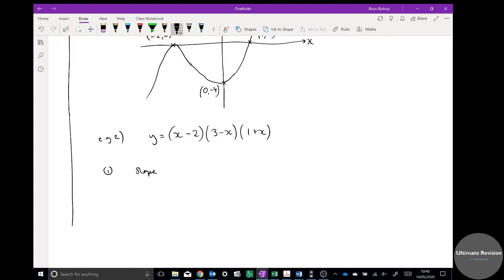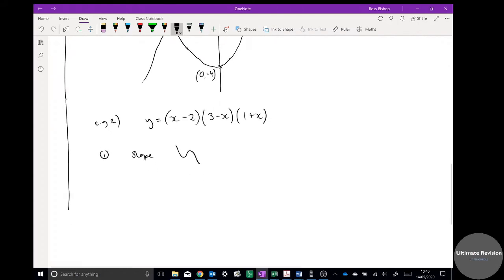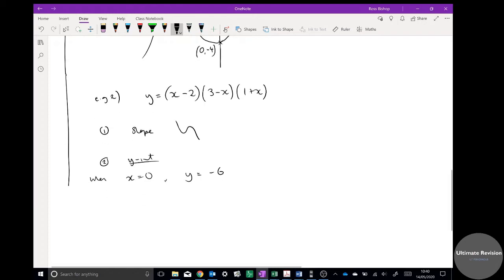So that's going to give me a negative x cubed, so my shape this time is going to be that way around. Y-intercept: when x equals 0, y is going to equal minus 2 times 3, minus 6 times 1, minus 6.